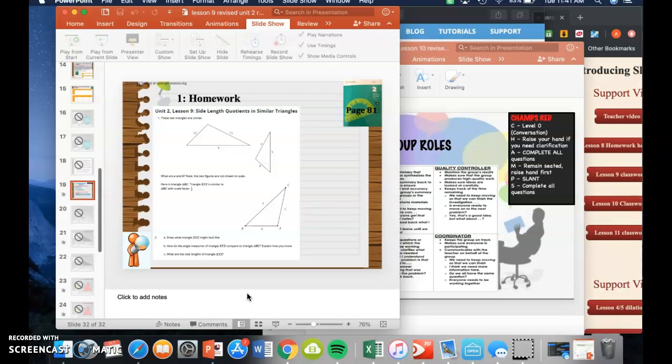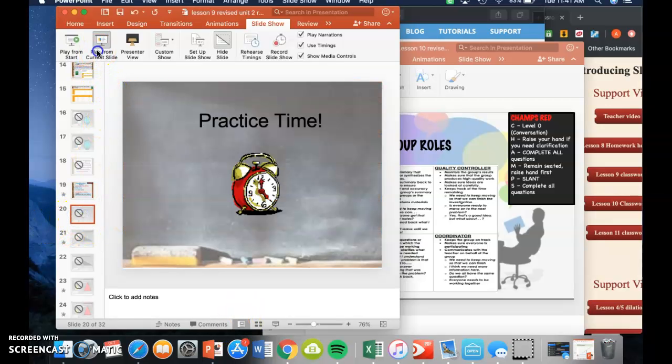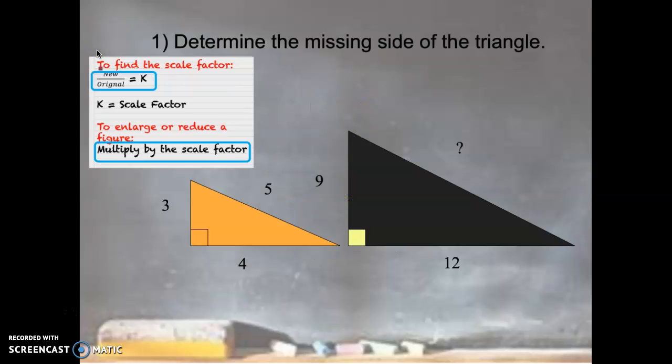Okay, give me one second. So we're going to go ahead and practice. In this case, like I said, we're going to use these two rules: the new divided by the original, and then we're going to multiply by the scale factor. In this case, I can see that the bottom side right here corresponds with this side. If I were to overlap them, that's where those lines would overlap. So I'm going to do the new, which is 12, divided by the original. I'm just going to put the 4 here for this purpose, and I'm going to divide. In this case, I'm going to find out that the scale factor is 3.